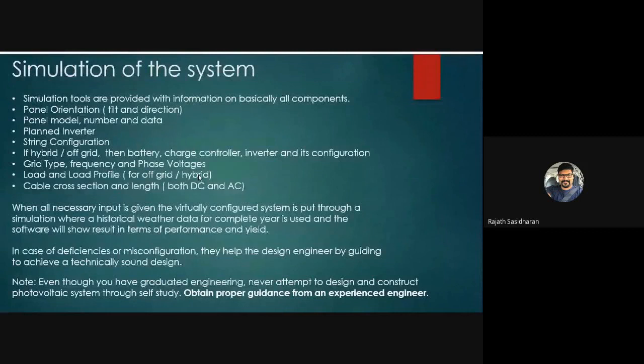Also, the cable cross section and length. It's very important because sometimes we have to pull DC cables to several hundred meters. So a 4 mm square cable will not work. In that case, we'll have to go for a 6 mm square cable or an 8 mm square cable. And also on the AC side as well, because the inverter is located far away from the distribution board.